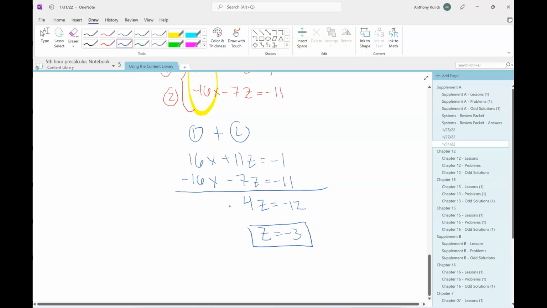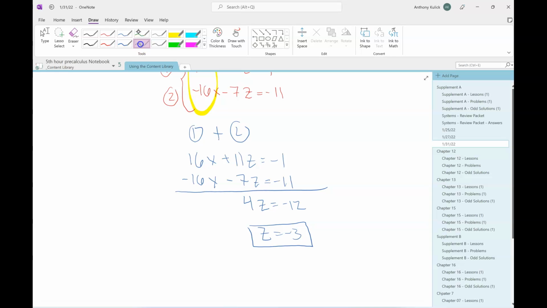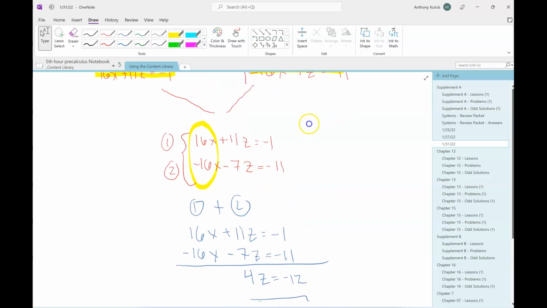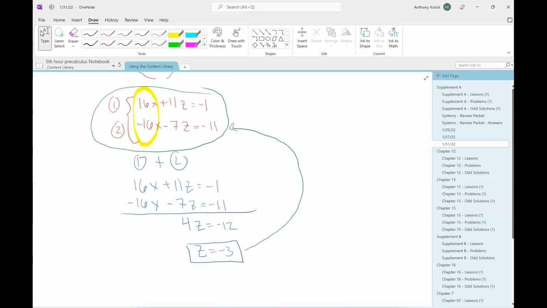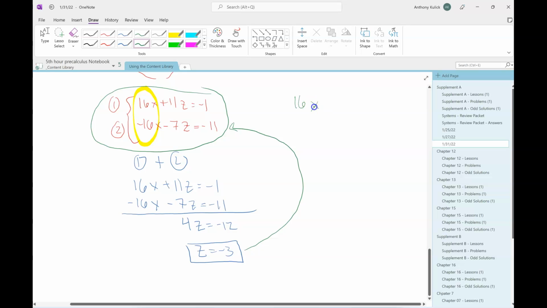So I add the two together, I get 4z equals negative 12, and divide both sides by 4, I get negative 3 for z. Feel okay there? Now that I have one solution, I'm going to take that back to any two-variable equation and plug that in. So I guess I'll just plug it into the first one, I suppose. Yeah, whatever. It's fine.